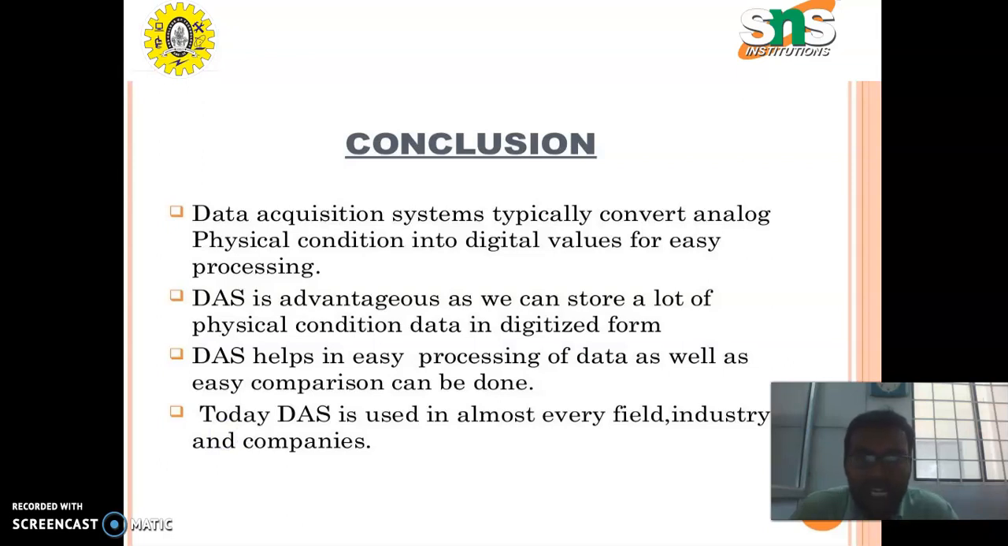Conclusion: data acquisition system typically converts analog physical conditions into digital values for easy processing. Data acquisition system is advantageous as we can store a lot of physical condition data in digitized form. DAS helps in easy processing of data as well as easy comparison. And also today DAS is used in almost every field, industry and companies.